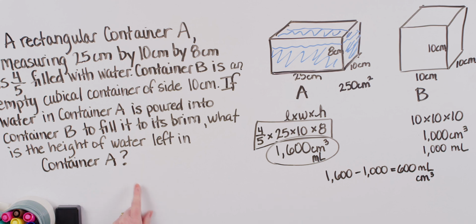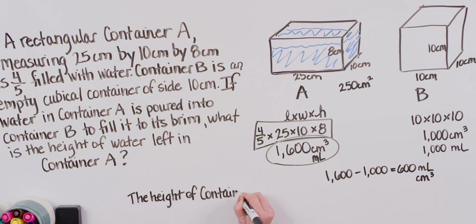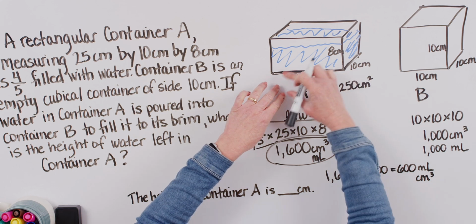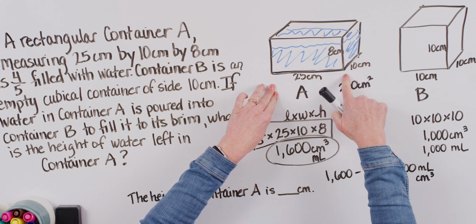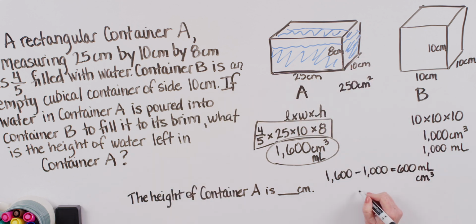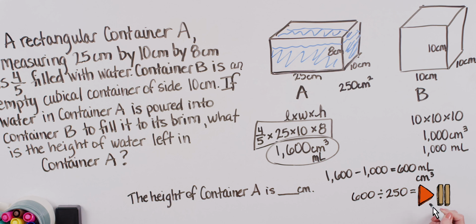And I forgot the answer statement. So the height of container A is, for centimeters, right? So if I know I have 600 in all, and I've already discovered that my base is 250, I would take my 600 and divide it by my 250 to figure out my height.